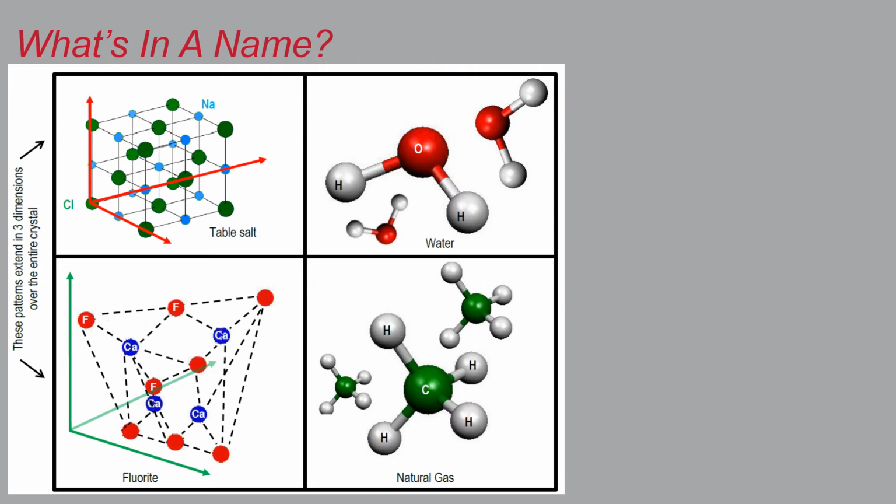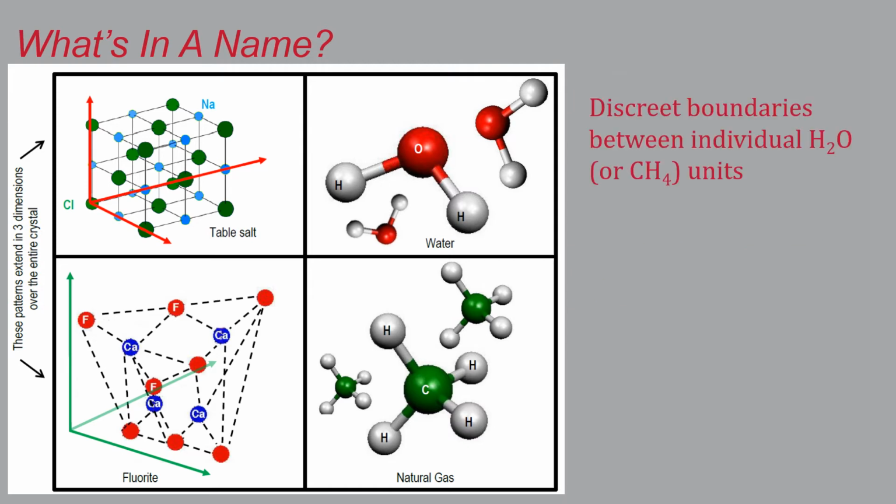All right, so I'm going to do these one at a time here. So the water and the natural gas, hopefully you determined, were fairly similar to each other, and there are discrete boundaries between individual molecules, or H2O or CH4 units. What I mean by that is that these three atoms are bonded to each other and really don't have any interaction with others. The example I sometimes use is, imagine if you had a pair of super microscopic tweezers and you picked onto one atom, what else would come with it?